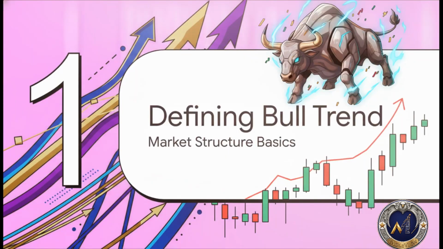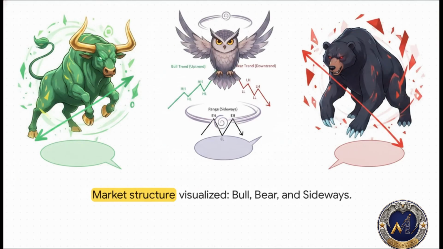All right, Section 1, defining the bull trend. Let's cover the market structure basics. It's actually incredibly simple to define a true bull trend. Forget all the noise. A true uptrend is nothing more than consecutive higher highs and higher lows. As long as the market keeps making a new high that is higher than the last one and a new low that is higher than the last one, the bull is alive and well.